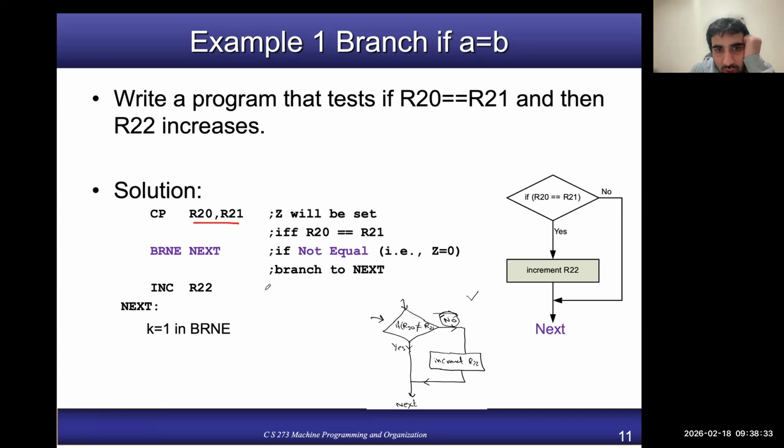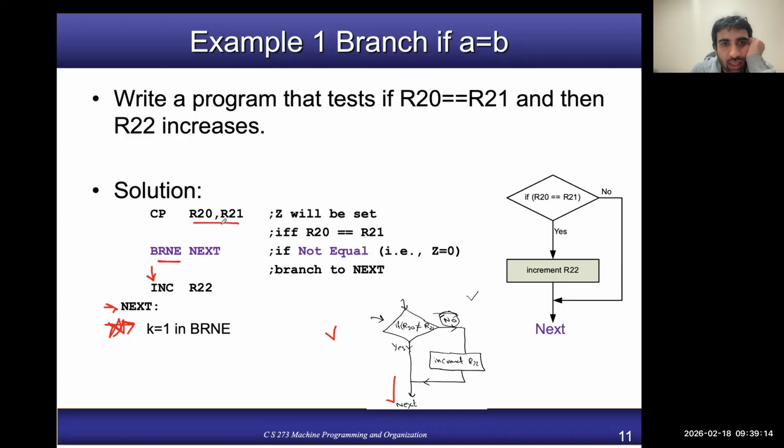We are writing code for this figure. So if they are not equal, go to next. Branch not equal, go to next, right? If they are not equal, we will directly go to this point. But if they are equal, this branch will not be taken, and the next instruction in sequence will be executed, which is increment R22 and then go to the next instruction, which is indicated by this next label. Don't get confused by this arrow here. Okay. Is everyone clear on this?